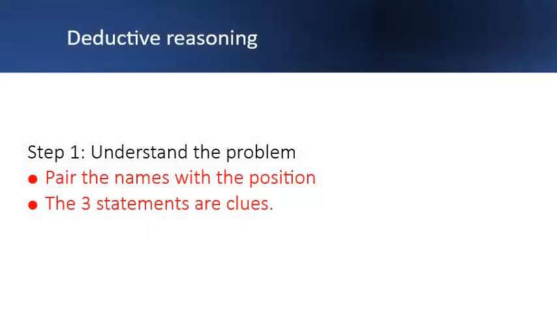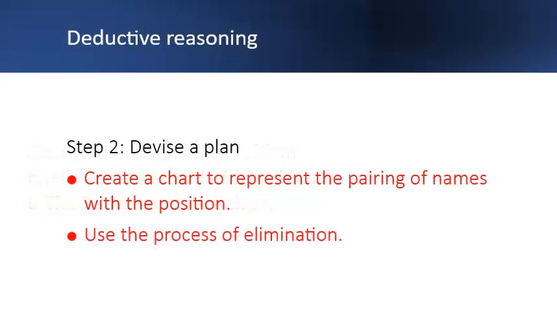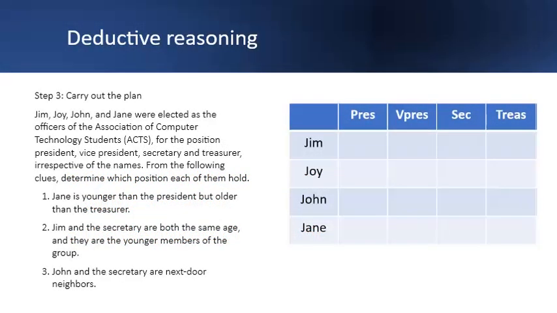Applying Polya's method, it should be clear that our goal here is to pair the names with the position, and the three statements are our clues. Our strategy to solve this problem is to use the process of elimination. To figure out the pairing of names with the position, we have to create a chart to represent the names and position. To carry out our plan, we now create a table that contains the name against the positions. What we shall do here is to cross out the cell or the box wherein the name cannot be paired with the position.